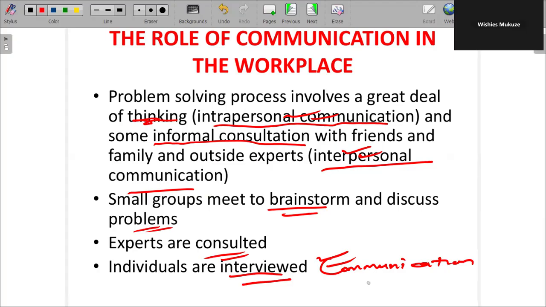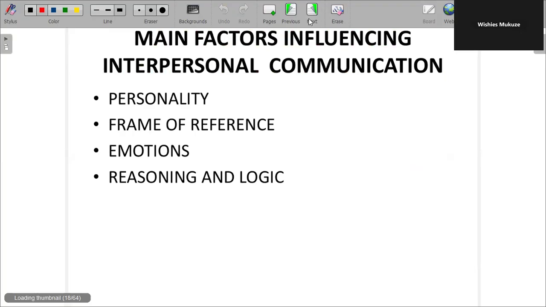Experts are consulted in order to make a decision and solve a problem. Brainstorming sessions are done to discuss the problem and the solution. Even individuals are interviewed in order to solve a problem, right? So I'm going to move on to the main factors which influence interpersonal communication.